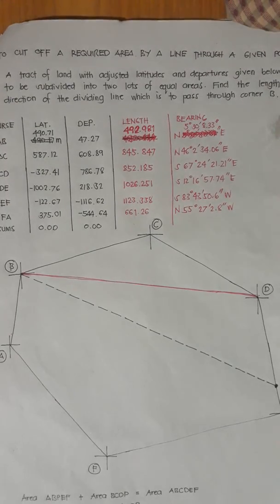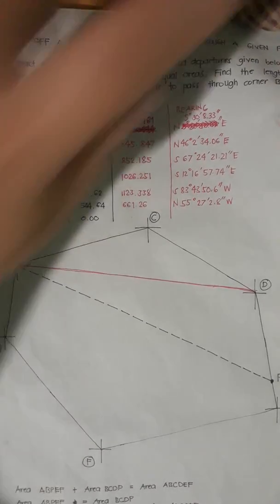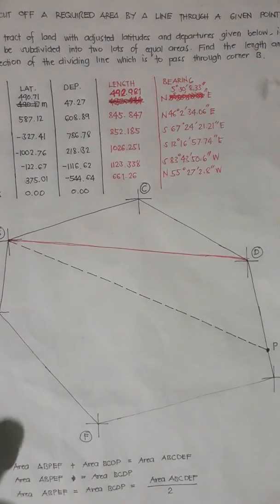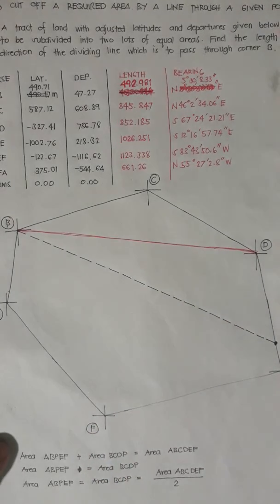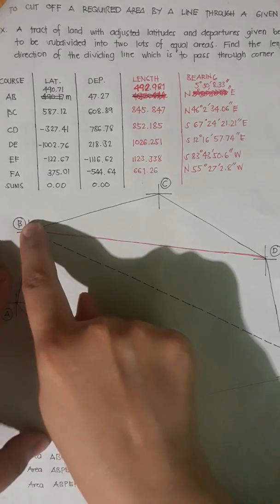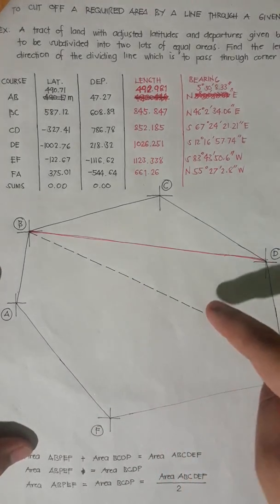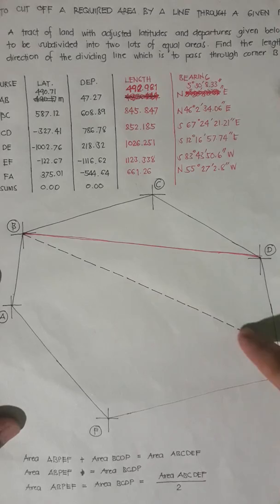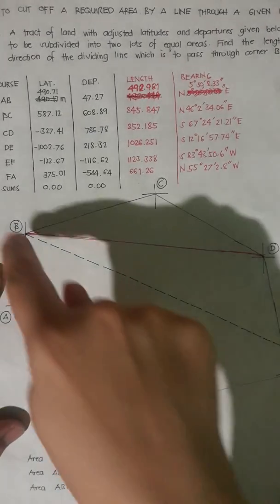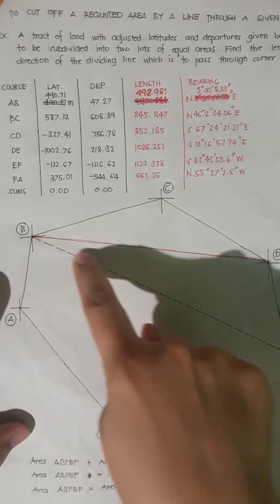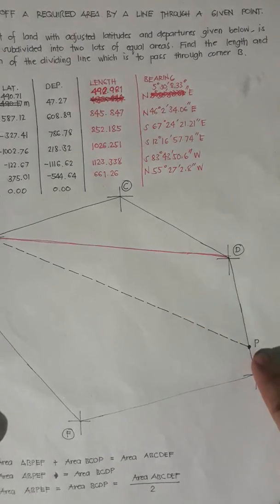Okay, so say we already sketched, using the lengths and bearings of each course, the given traverse A, B, C, D, E, F. Our dividing line would pass through point B, which is this one. This imaginary line here represents the dividing line that would divide the whole area into two equal parts. It passes through point B, and let's name the other point as point P.